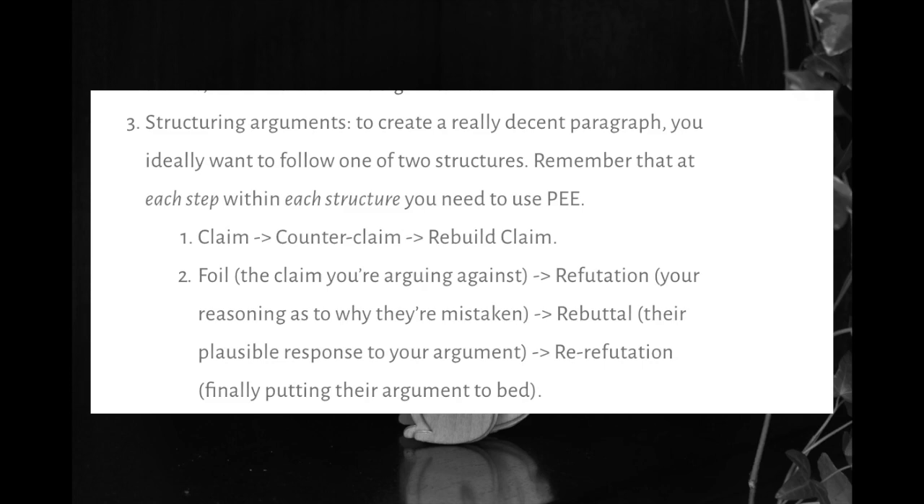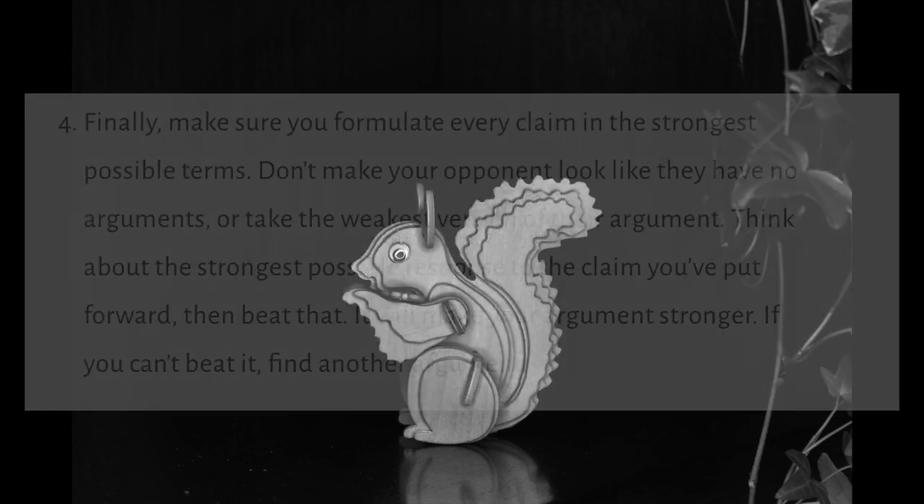Option 1 is claim, counterclaim, rebuild the claim. Option 2 is have a foil, that is the claim you're arguing against, and then you refute it, that's your reasoning as to why they're mistaken, and then there's a rebuttal, which is their plausible response to your argument, and then finally you re-refute it, finally putting their argument to bed.